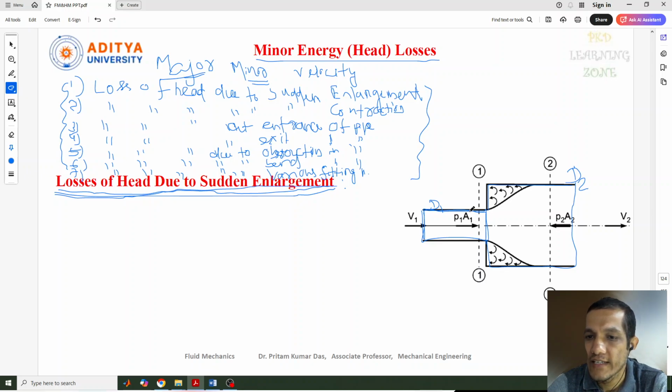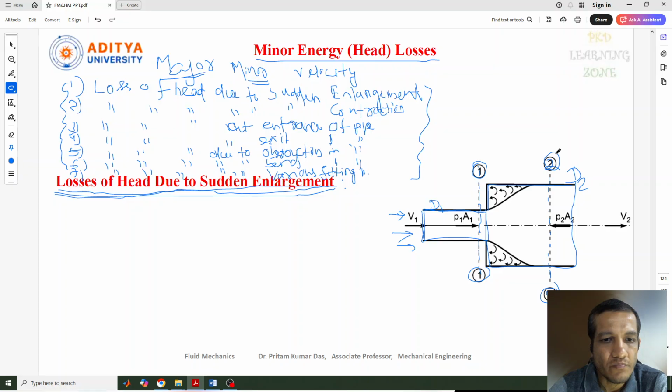Let's consider the fluid flowing through this pipe with a velocity v1, moving through this initial pipe, and suddenly it changes to this one. Let's consider two different sections in this pipe, before enlargement and after enlargement. Before enlargement this is section 1, and after enlargement let's consider this section 2. I'll also explain why I'm considering section 1 and section 2.